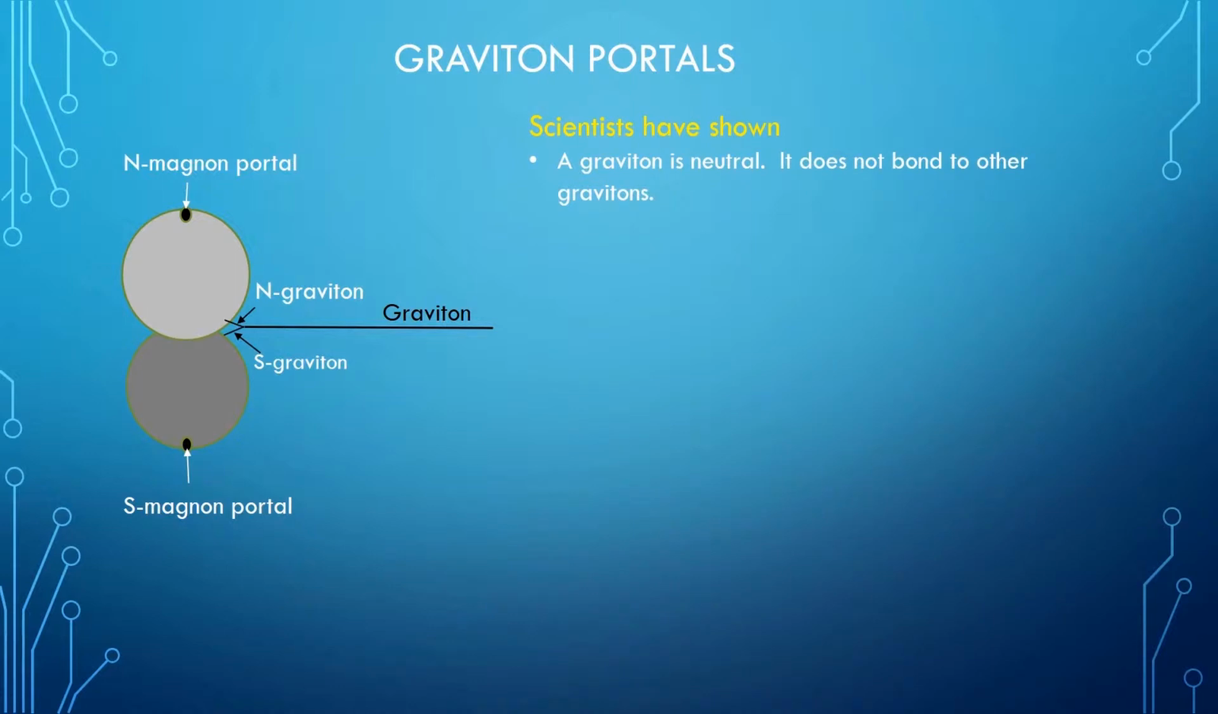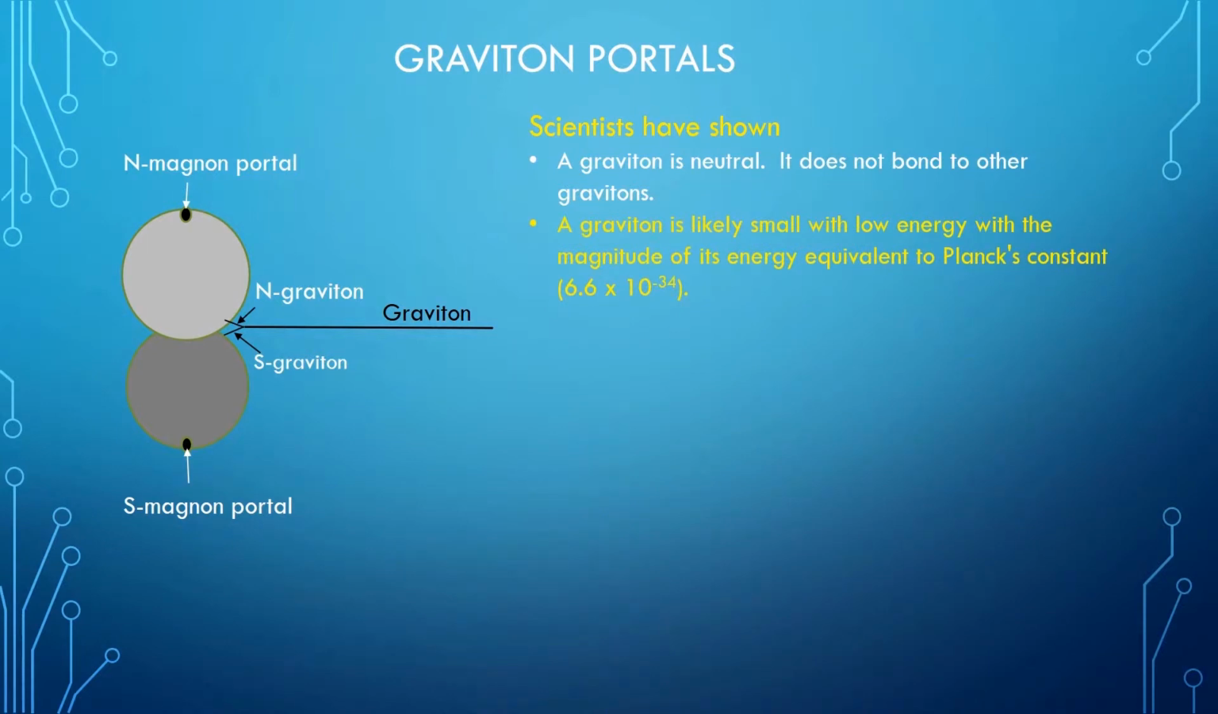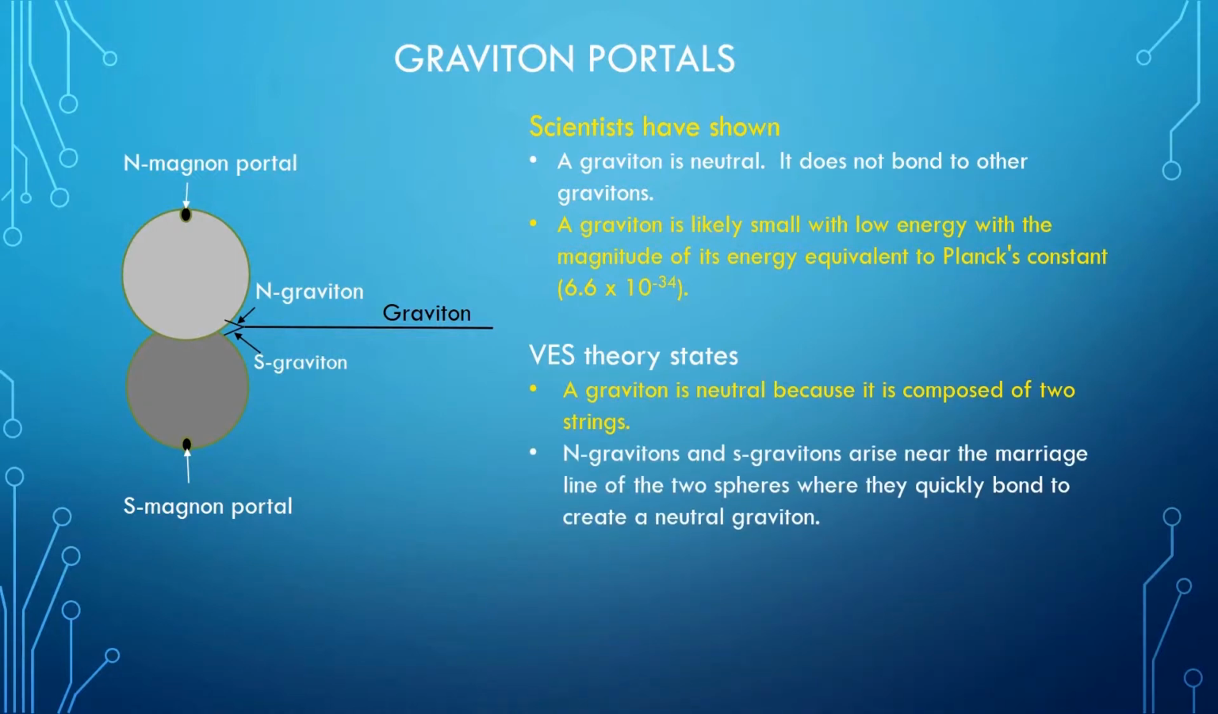Scientists have shown a graviton is neutral. It does not bond to other gravitons. A graviton is likely small with low energy, with a magnitude of its energy equivalent to Planck's constant. Best theory states a graviton is neutral because it is composed of two strings.